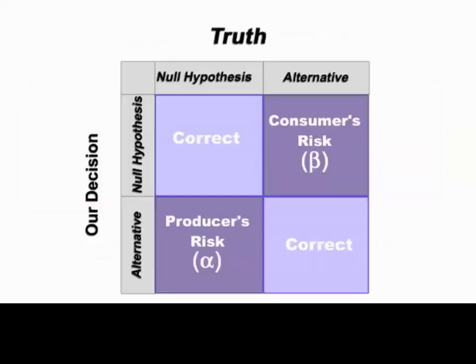All right, so this is just this table relabeled. Instead of type 1 error, I'm showing producer's risk, and instead of type 2 error, I'm showing consumer's risk.